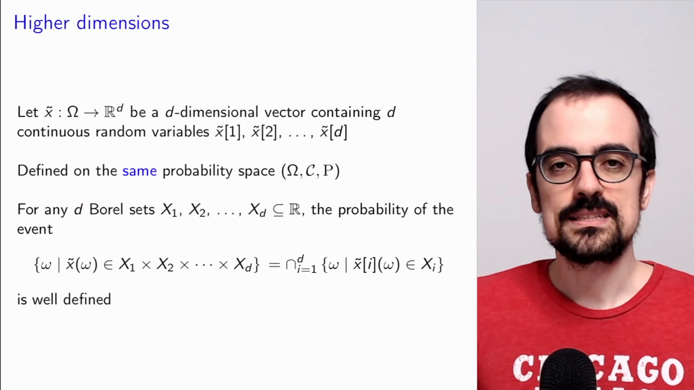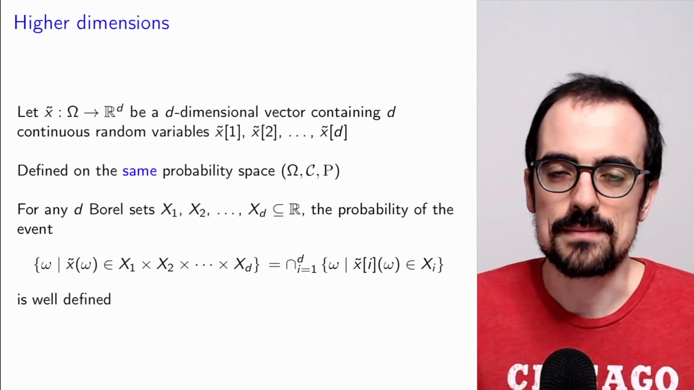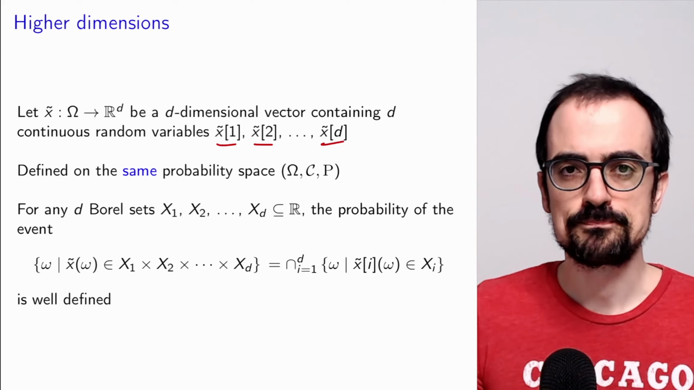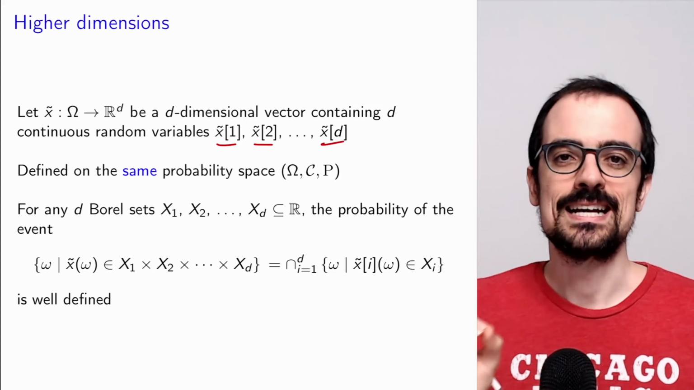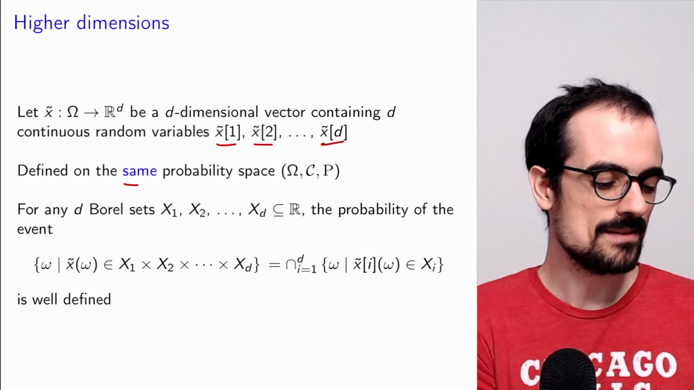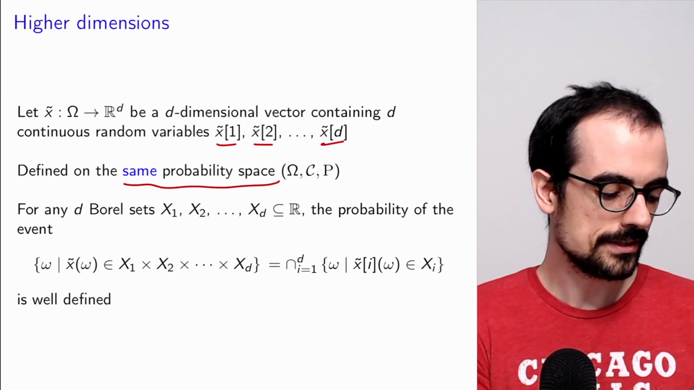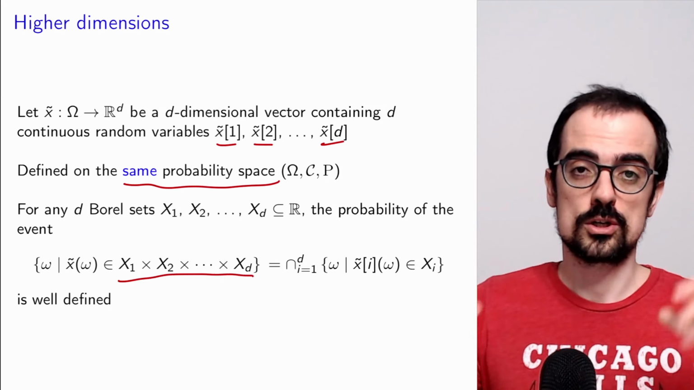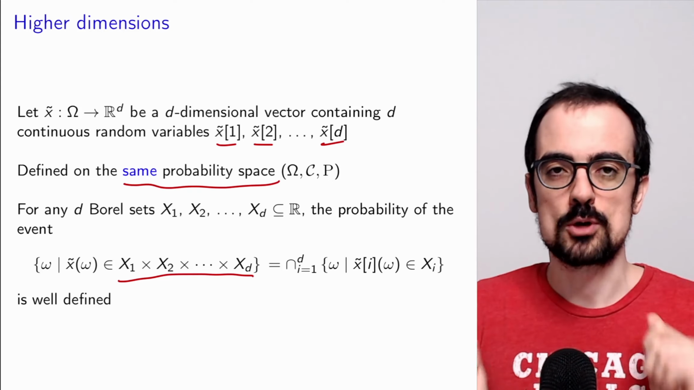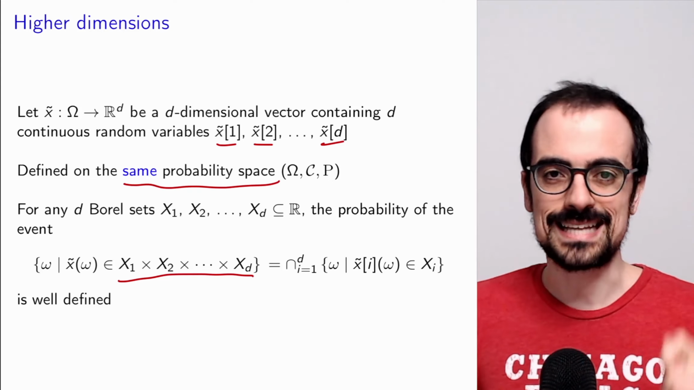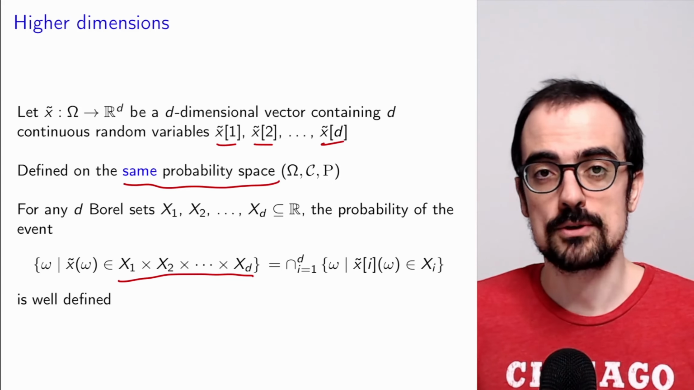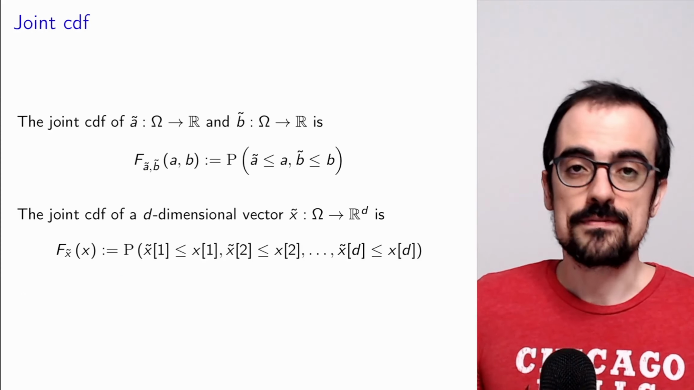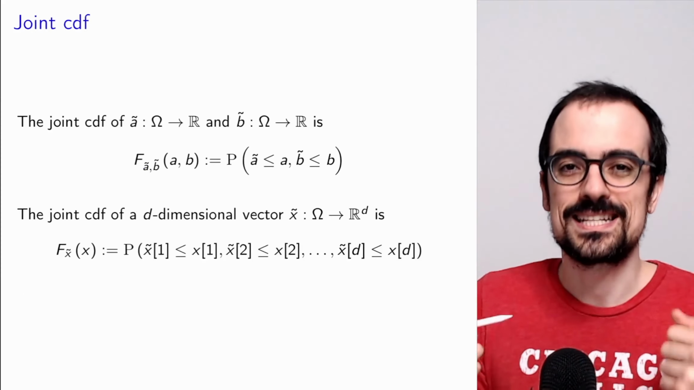The same can be said, and I won't go into a lot of detail because it's the same idea, when you have D random variables instead of just two. The key idea here is that we're defining them on the same probability space. So when we consider this Cartesian product of intervals or unions of intervals, we're going to have these hyperrectangles in D dimensions. The probability that the random vector obtained by stacking the random variables belongs to those hyperrectangles is going to be well defined. Everything is fine, but of course we never do this explicitly.